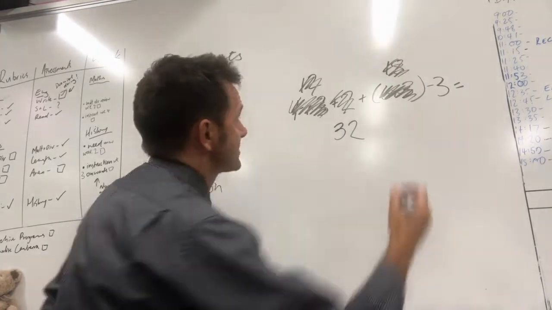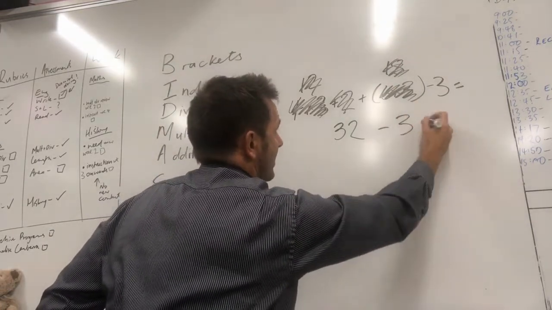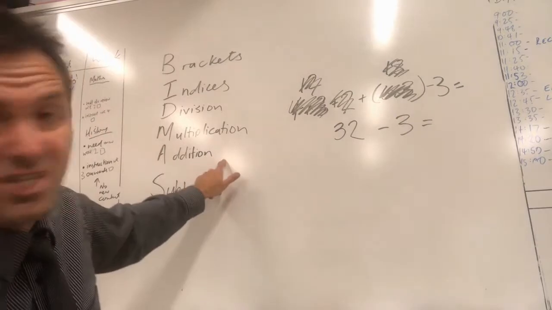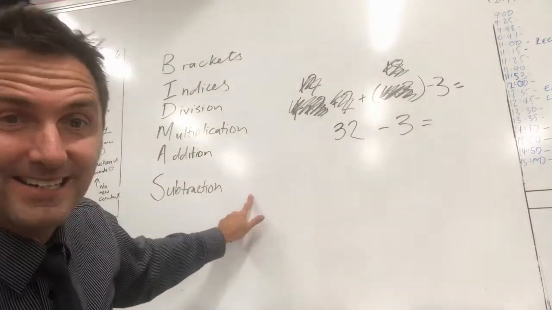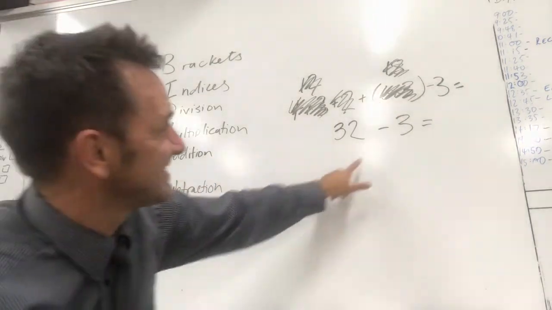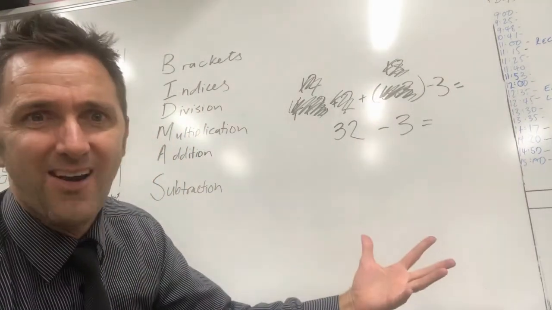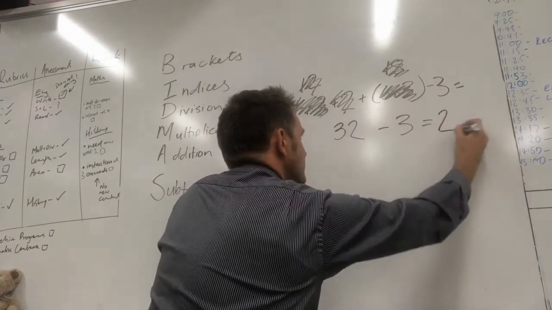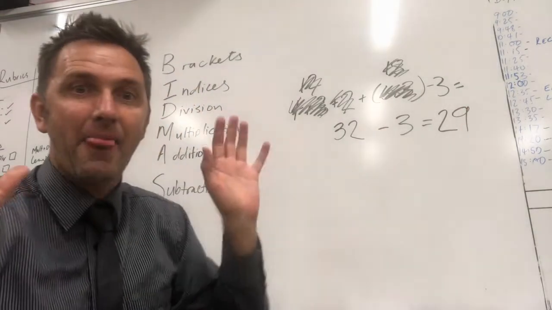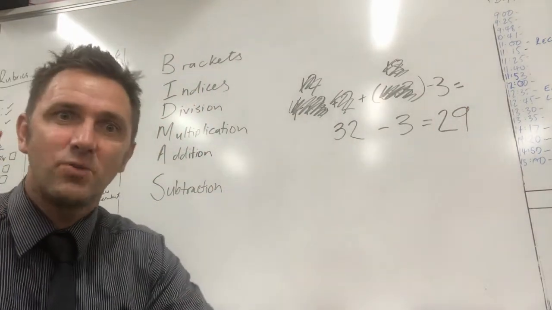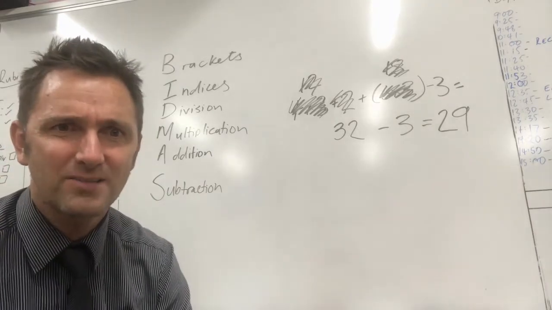So now it just becomes 32 minus 3. And by the way, we've just done addition. Is there subtraction? Yes, there definitely is. There it is, 32 minus 3, which is 29. Okay, that's the teaching over. Now it's time to do one together. Let's rock and roll.